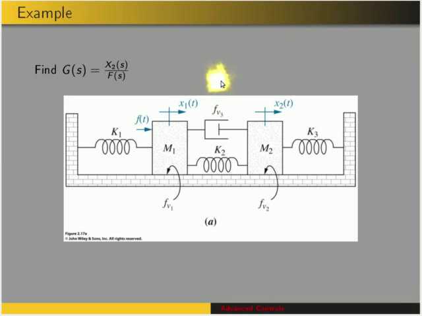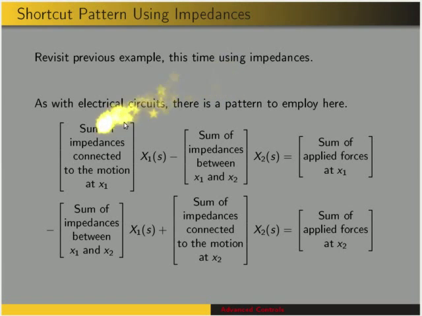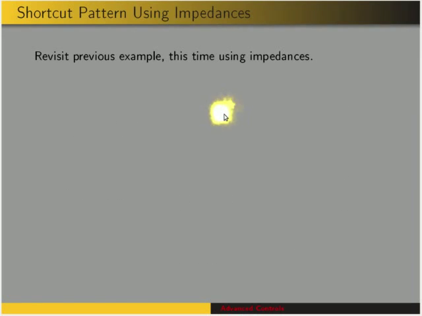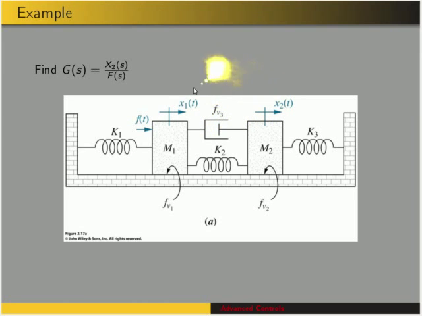That's the sum of impedances connected to the motion in x1. And then we multiply that by the Laplace transform x1, and the sum of impedances between x1 and x2. So between x1 and x2, we have impedance from this damper and impedance from this spring.